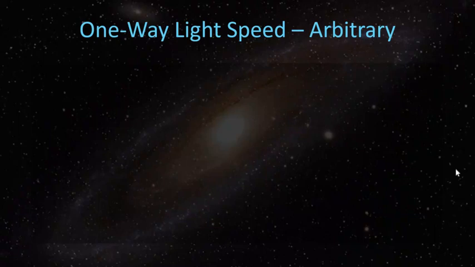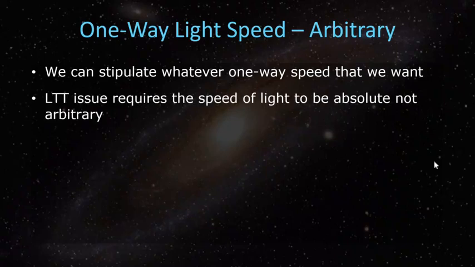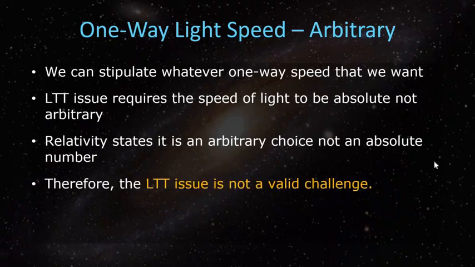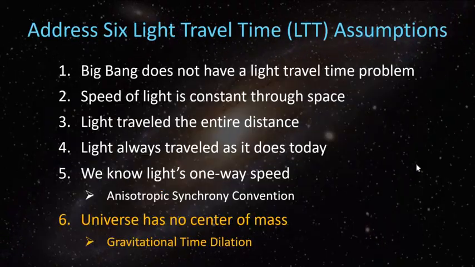So the one-way light speed is actually arbitrary. We can stipulate whatever one-way speed that we want, as Jason Lisle mentioned. The LTT issue requires the speed of light to be absolute, not arbitrary. Relativity states it's an arbitrary choice, not an absolute number. Therefore, the LTT issue is not a valid challenge. The problem itself is invalid because it requires something to be absolute, but it's not.